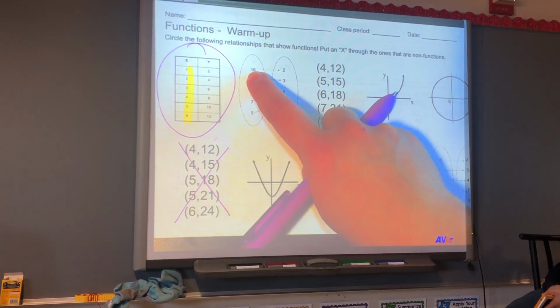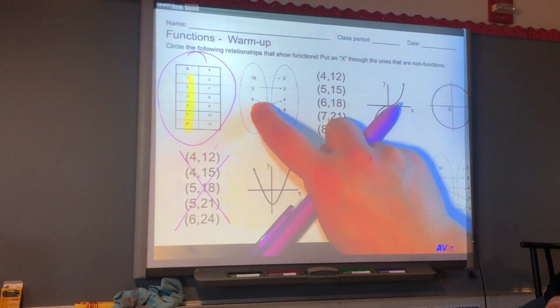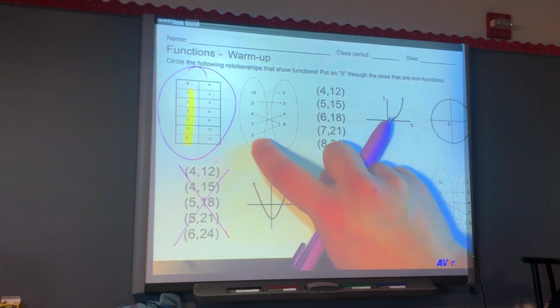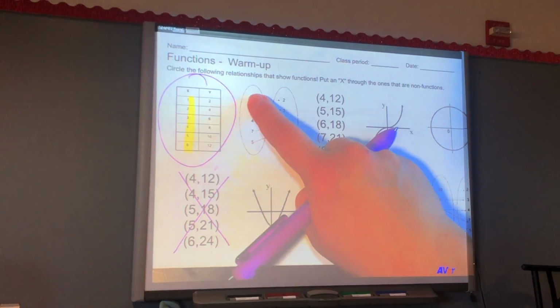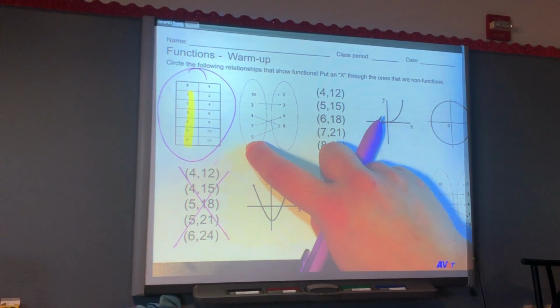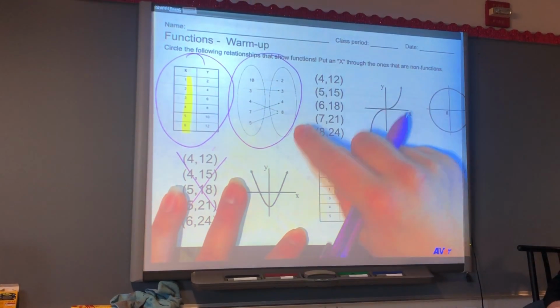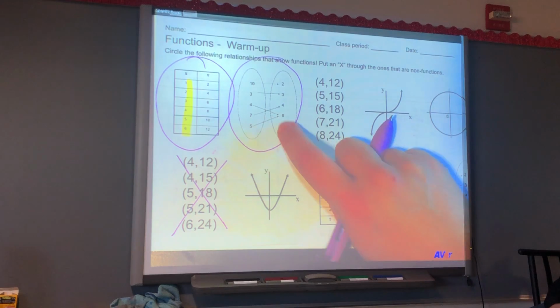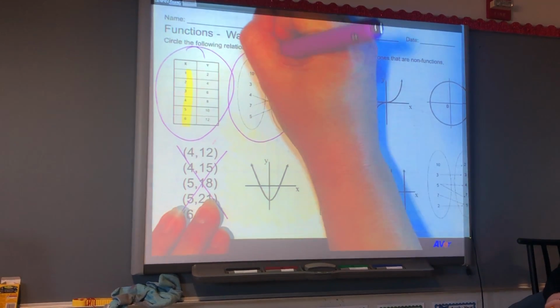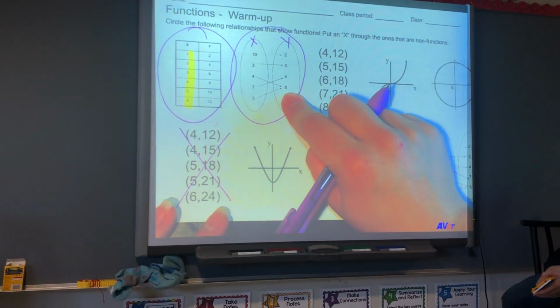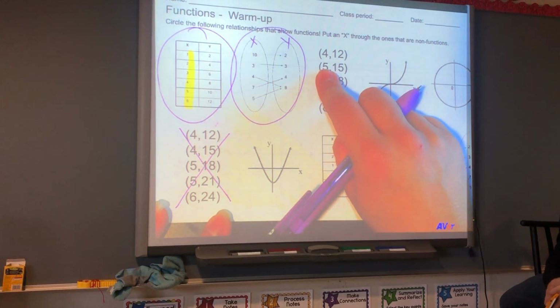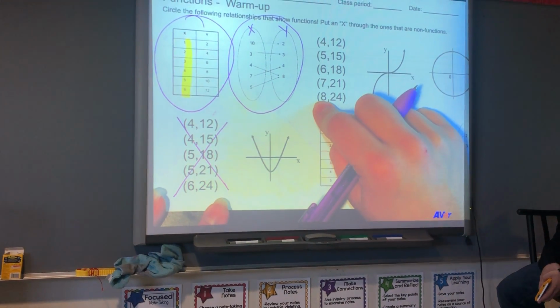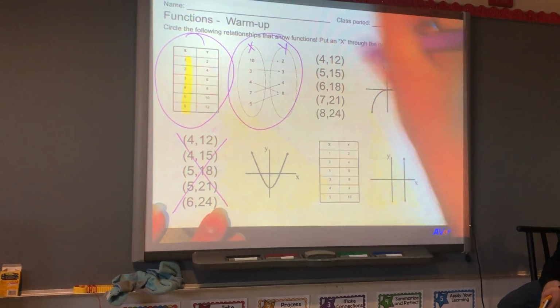For mapping, you have to have one arrow from each X. If X has more than one arrow coming from it, it's not good. Is this a function? Yes. It might have tricked you up because the 8 had 2 arrows going to it, but this is the Y side, this is the X side, so this does not count. It doesn't matter. So 4, 5, 6, 7, 8. A function.